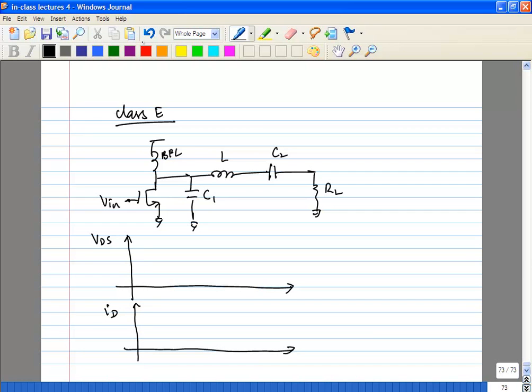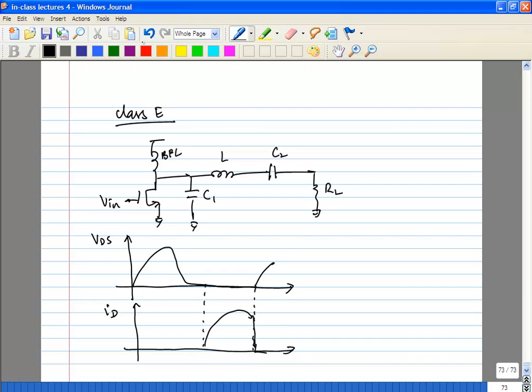Again, you can plot your VDS and ID for these cases. So you can show that. Let's see. Let us say your VDS waveform goes like this. It turns off, and your ID actually turns on after this. Remember that you are going to have the second cycle. And ideally you want something like this.